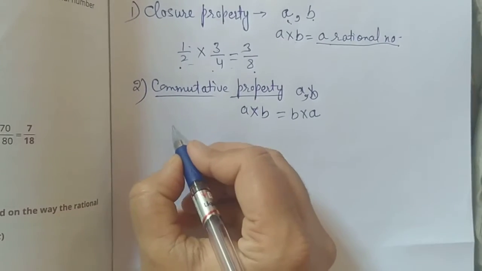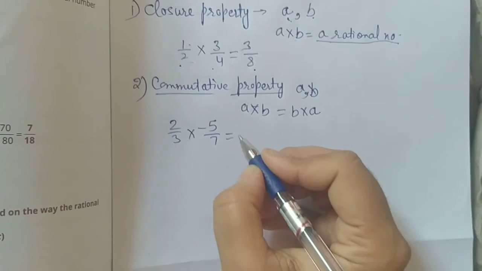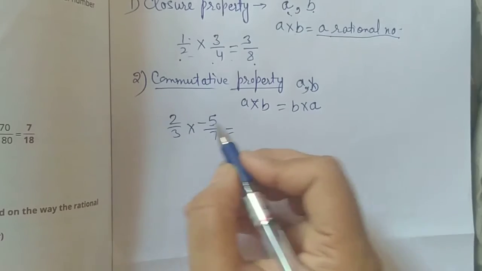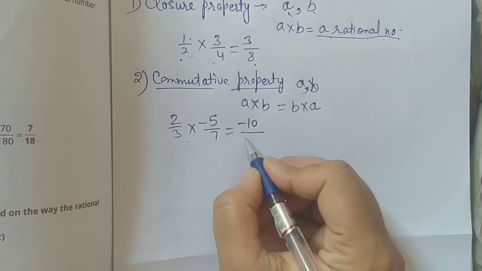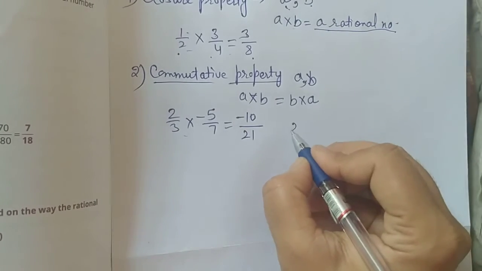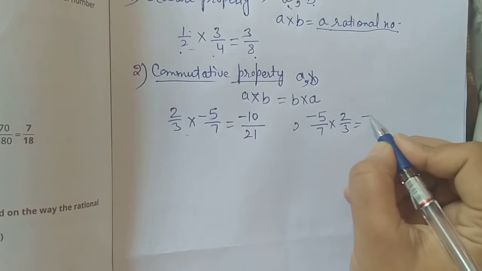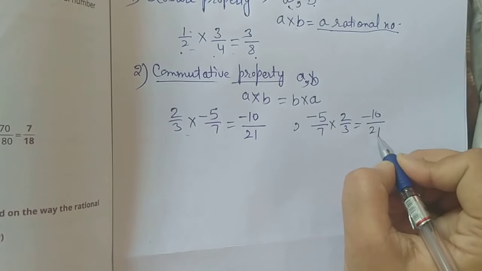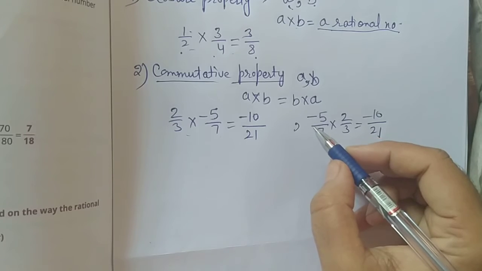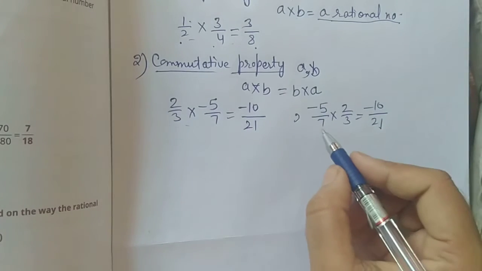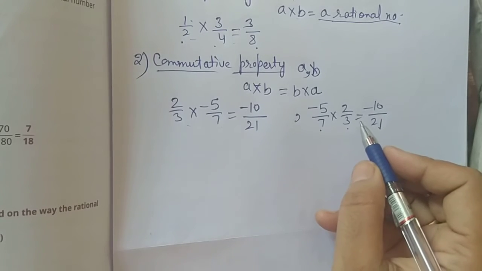For example, 2 upon 3 multiplied by minus 5 upon 7 is equal to 2 multiplied by minus 5 is minus 10 upon 3 sevens are 21. Also, if we multiply minus 5 upon 7 with 2 upon 3, it will also give us minus 10 upon 21. So we can multiply in any order. We can follow any order for multiplication. Means if we write b first, a next, then no matter, the answer will be the same.